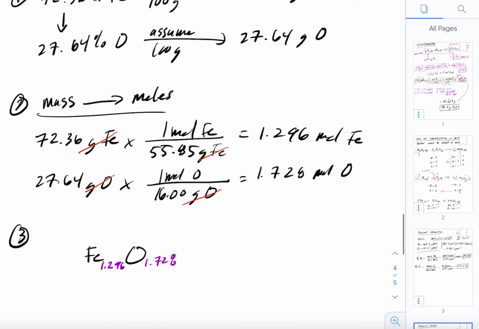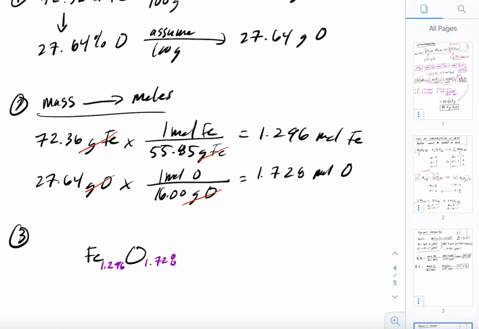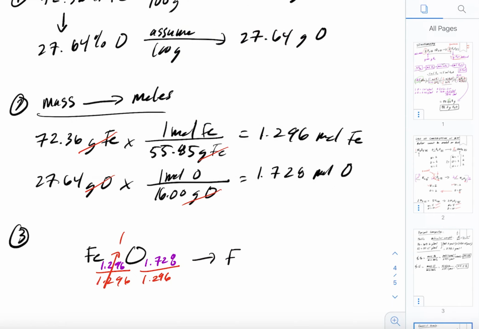Now, we need to make these whole numbers, so what I'm going to do is divide both moles by the smallest number, which is 1.296. If you divide by the smallest moles, then that number becomes 1 for iron, and it'll become something bigger than 1 for oxygen. So that becomes 1. Oxygen, we actually have to calculate out. And we find that iron is 1, and oxygen is 1.333, and it goes on forever.